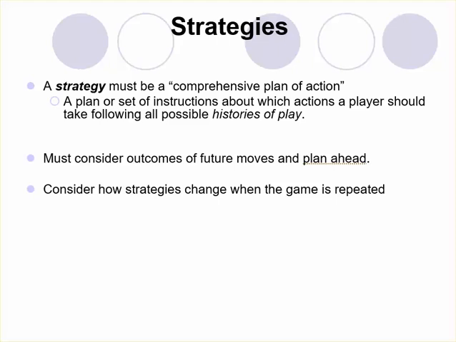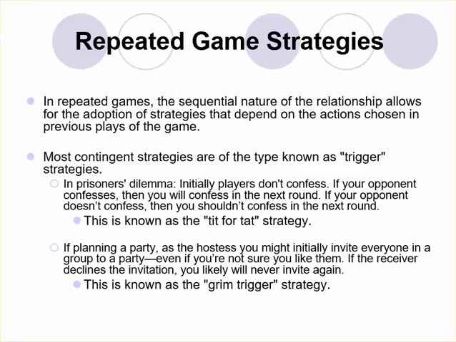A strategy is just a plan, and it's a plan based on the past history of the play. There are different strategies that are going to come about in a repeated game because our strategies might depend on the actions chosen previously by that team. So, one thing we might have is a trigger strategy, where what we do impacts what's going to happen next.